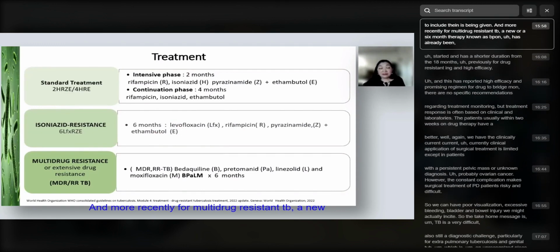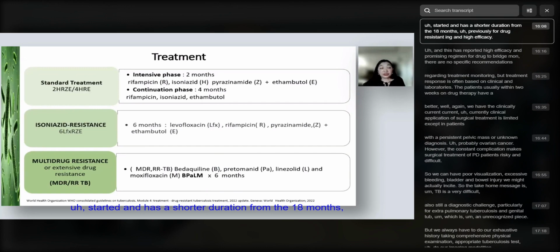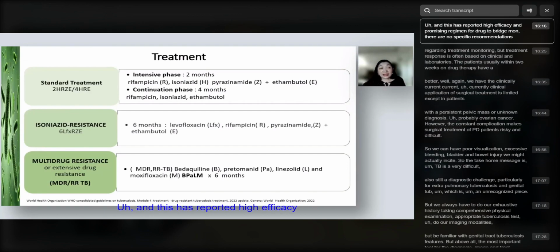And more recently, for multi-drug resistant TB, a new oral 6-month therapy known as BPaLM has already been started. It has a shorter duration than the 18 months previously needed for drug-resistant TB, and it has reported high efficacy and is a promising regimen for drug-resistant tuberculosis.